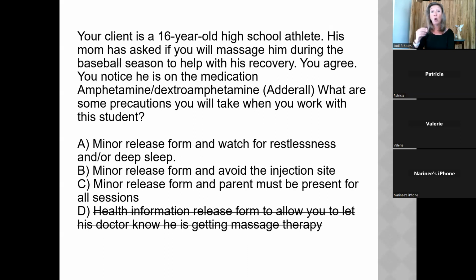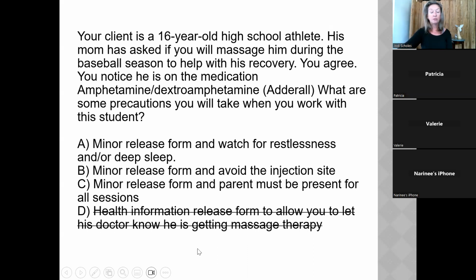The other thing is we always, always, always need a minor release form. So A, B, and C say minor release form. 16 years old, we always, always, always need a minor release form. Always. MBLEx, always. Okay? I'm going to take a look at the last few. The three we have left are all minor release form. As the massage therapist, what are you going to be watching for? Watch for restlessness and or deep sleep. Avoid the injection site. And a parent must be present for all sessions.